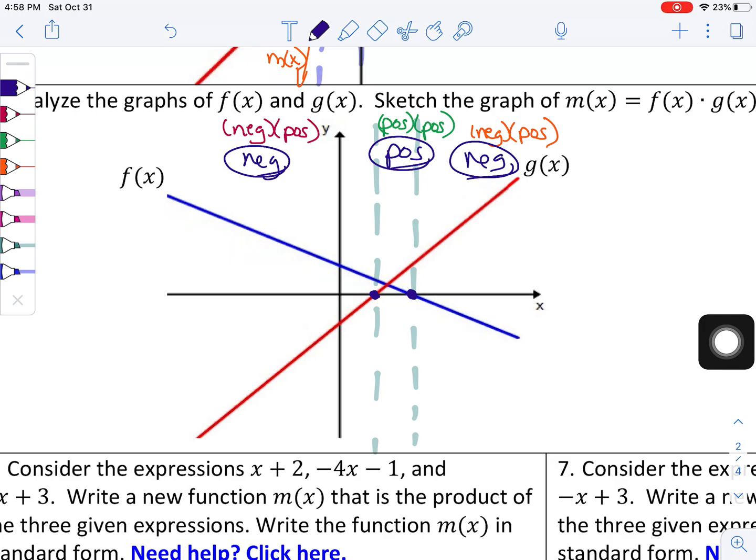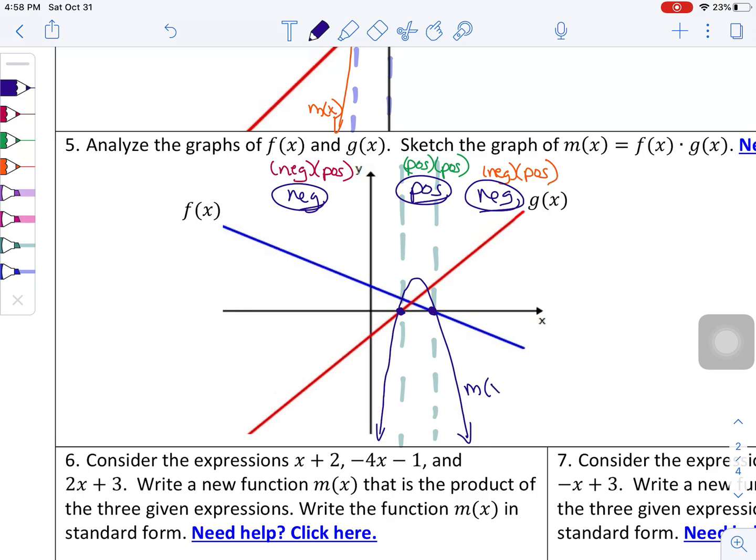So let's draw in that little curve. So negative through the x-intercept, positive, back through the x-intercept, and then negative. So that's our m of x function for problem number 5. All right, so let me go ahead and label that.